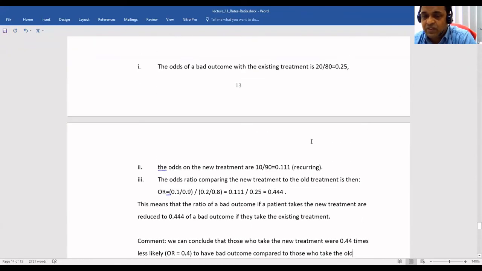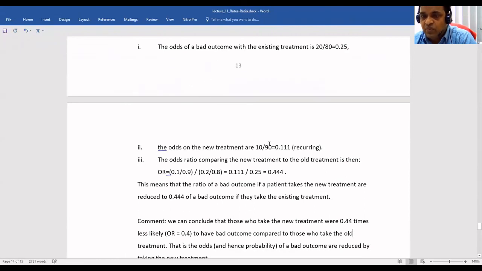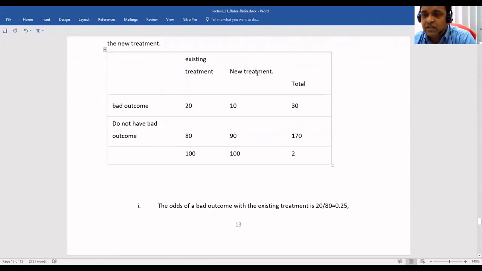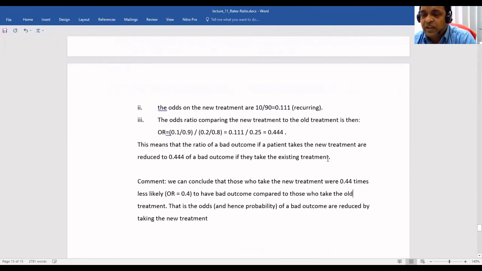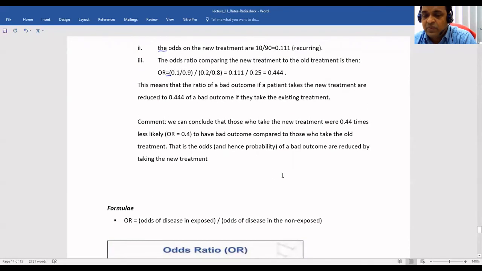First of all, you have to find the odds. Then for the two groups, one for the new treatment, the other for the old or existing treatment, we can compare the chance of the outcome. Here the outcome is the bad outcome. So if somebody took the new treatment, they have less chance, 0.44 times as likely to have a bad outcome compared to those who take the existing treatment. So this is the way we can do it.